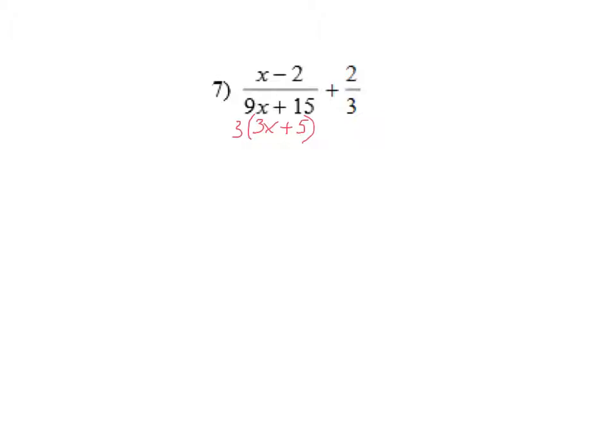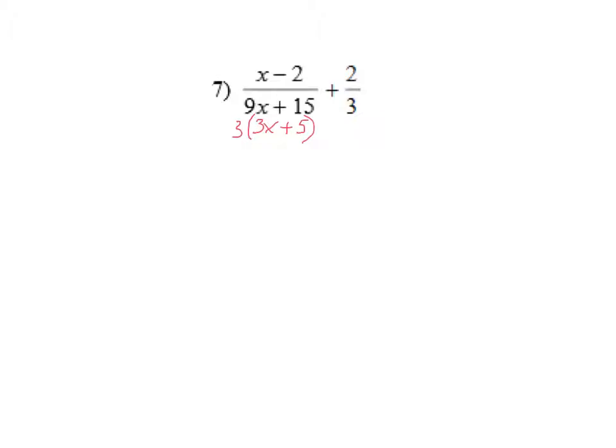Over here on the right side, as far as finding a common denominator, I need a 3. So basically, to cover both of those denominators, I'm going to have a 3 and a 3x plus 5. What's nice about factoring that 3 out right there is that it matches the 3 that this one needs. So they both already have a 3.